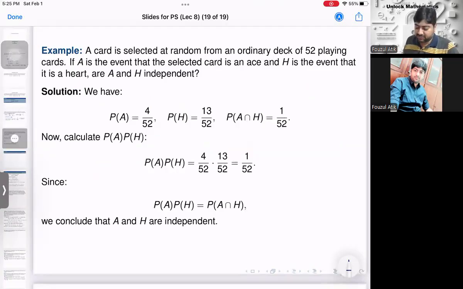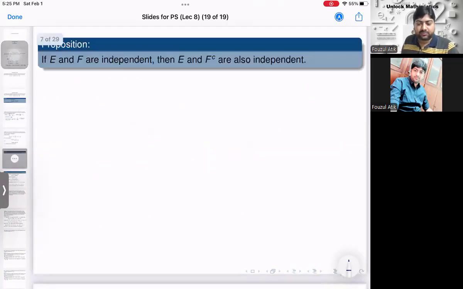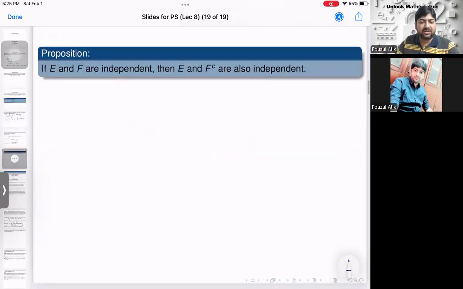This is a very easy one. Now we have a result on independent events which says that if E and F are independent, then E and F complement are also independent. Correct? So if E and F are independent, then E and F complement are also independent. How to prove it? This one we can easily prove.